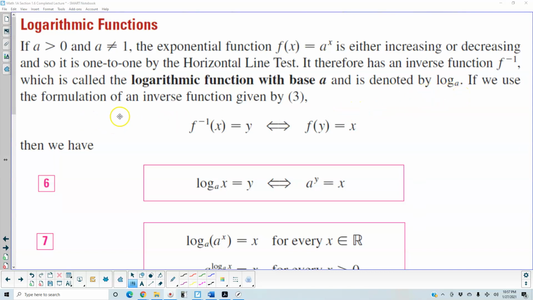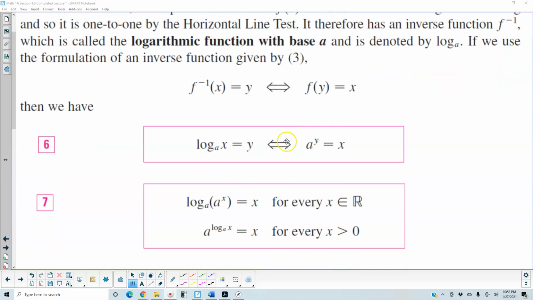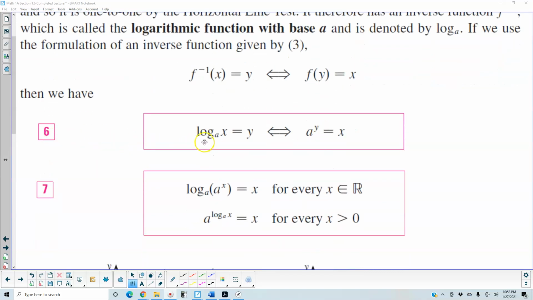If we use the formulation of an inverse function given by equation number 3, f inverse of x equals y is equivalent to f of y equals x, then we have formula 6, which says log base a of x equals y is equivalent to a to the exponent y equals x. So the best way we can describe this is that y is the exponent on base a to get x.